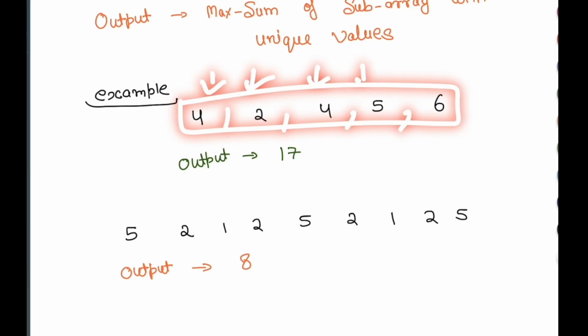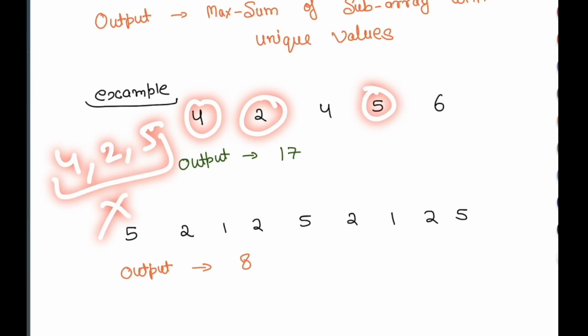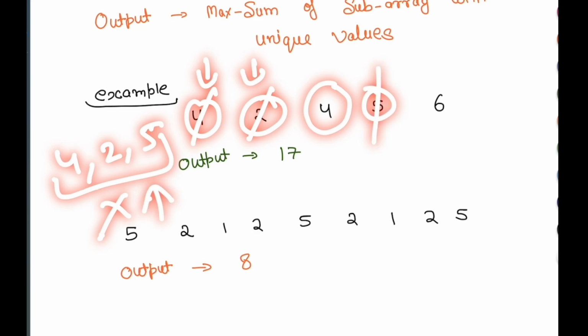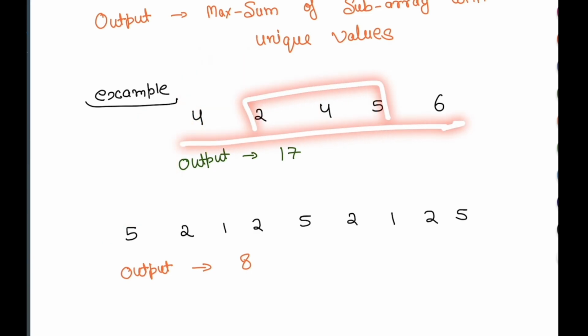4, 2, 4, 5, 6, right? I can also say 2, 4 and 5 is a subarray because the elements are continuous. We have 2, then 4, then 5, right? But 4, 2 and 5, that is 4, 2, 5, this is not a subarray because the elements are not continuous, right? We have 4, then 2, but then we have a 4, but in our subarray we are taking 5, right? So that is basically a subarray. Any continuous set of elements from your array is called a subarray.